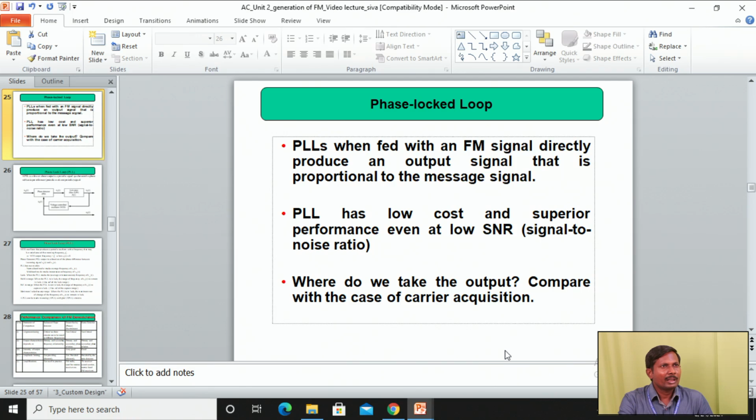Next we move to the phase lock loop. The phase lock loop, when fed with the FM signal, directly produces an output signal that is proportional to the message signal. PLL has low cost and superior performance even at low signal to noise ratio.